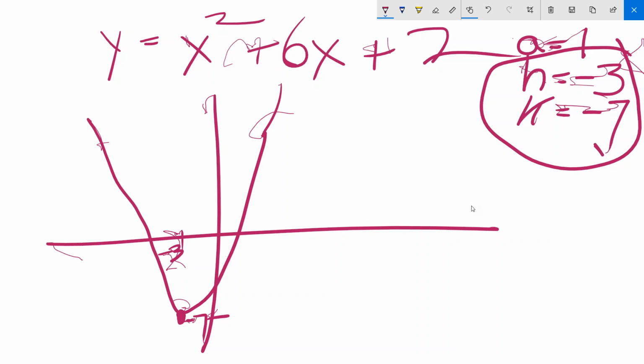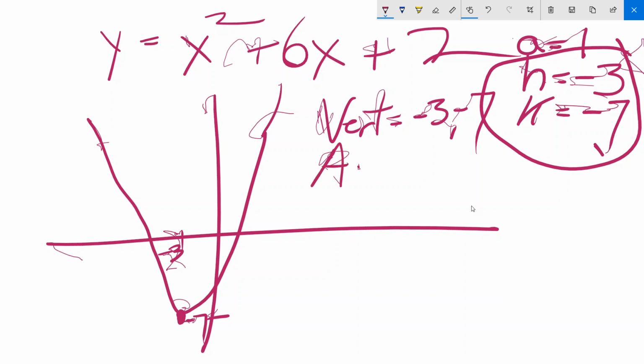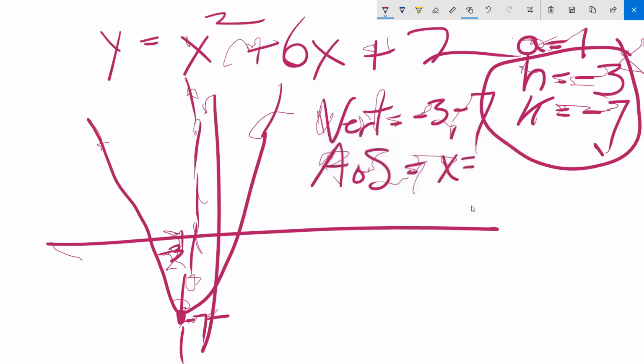Now, they asked you where the vertex is, right? There's the vertex, -3, -7. The next thing they asked you was the axis of symmetry. That's this dotted line that runs through the vertex. Always a vertical line. What is it? It's x equal -3. In other words, whatever the x coordinate of the vertex is, that's the axis of symmetry. Can you see that? That dotted line goes through x equal -3.